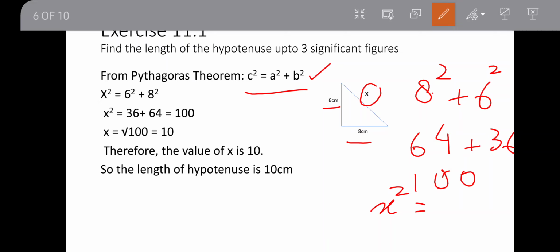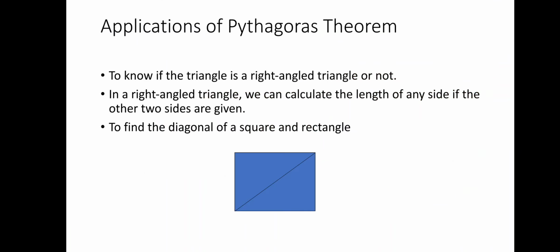x square is equal to 100. If we take the square root, we will get 10. So the value of x is 10. The length of the hypotenuse is 10 centimeters. Simple. Just replacing the values and finding the square root, and we get the length of the hypotenuse. It is as simple as that.